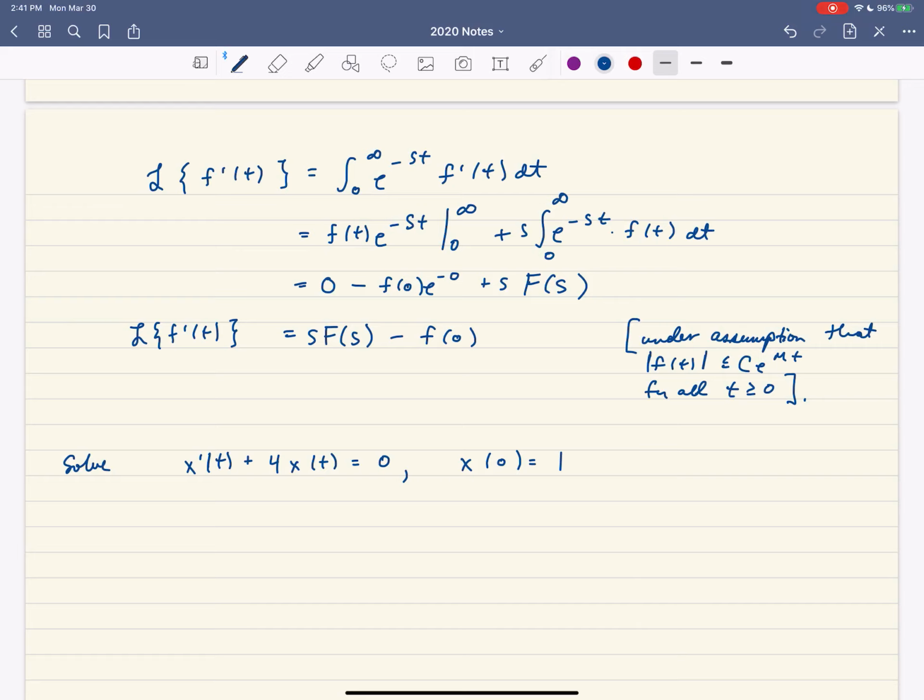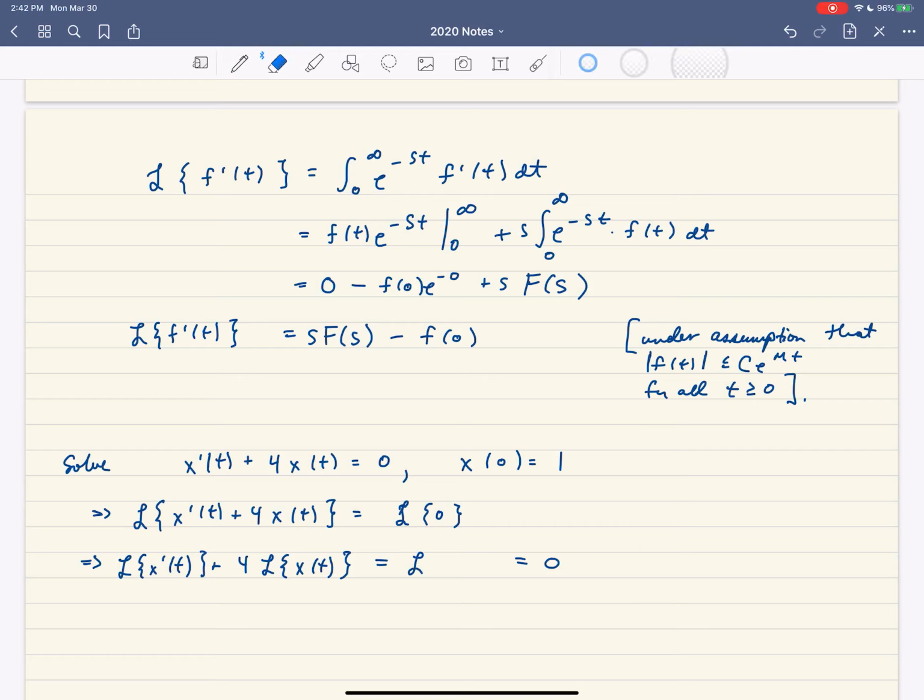And what we're going to start with, using this Laplace transform method, is to take the transform of both sides. So the Laplace transform of x prime of t plus 4x of t is going to be equal to the Laplace transform of 0. The Laplace transform of 0 is just 0, by the way, because it's 0 times 1 over s. And by what we know about the Laplace transform, this is going to be the Laplace transform of x prime plus 4 times the Laplace transform of little x.